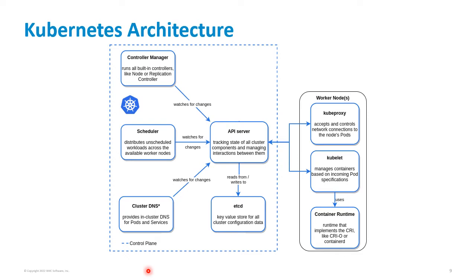Kubernetes Architecture. A Kubernetes cluster consists of a set of worker machines called nodes that run containerized applications. Every cluster has at least one worker node. The worker node hosts the pods that are components of the application workload. The control plane manages the worker nodes and the pods in the cluster. In a production environment, the control plane usually runs across multiple computers, and clusters usually run multiple nodes, providing fault tolerance and high availability. The control plane components.